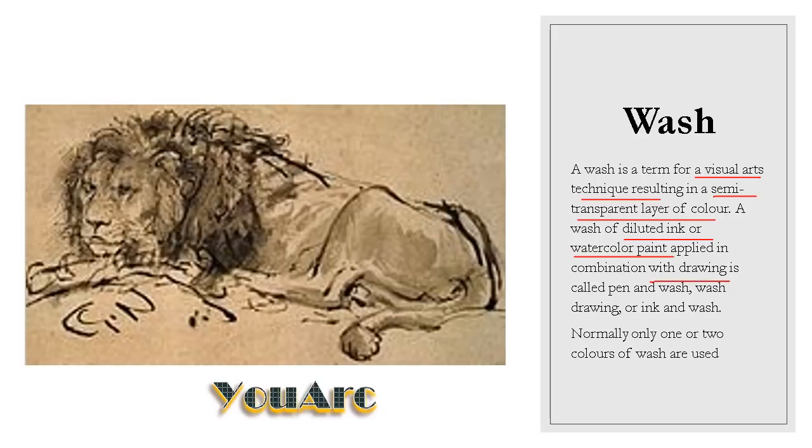the drawing, called pen and wash, wash drawing, or ink and wash, or sometimes color washing, which means you have to dilute the paint so we get different values of the same color, and that gives a transparent layer of colors in the painting. So this is the best example for the color wash here. Normally how many colors do we use? We mostly use one or two colors, and we wash them together to merge them together. So this is called color washing.